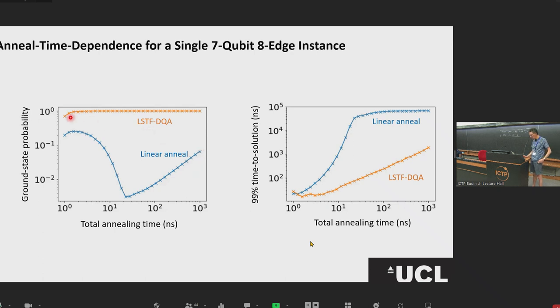And you can see that for all anneal times, at least shown here, this locally suppressed transverse field approach gives you a higher ground state probability. If your preferred metric is time to solution, that's on the right-hand side here. So here's effectively the number of iterations you require to achieve a probability of finding the ground state of 99% as a function of the total annealing time, and at least in the range of timescale shown here for this particular problem, we see a couple of orders of magnitude improvement for the DQA technique.